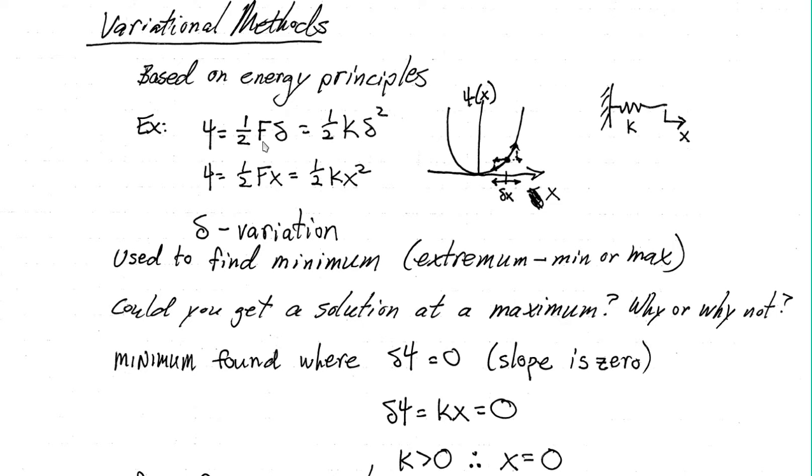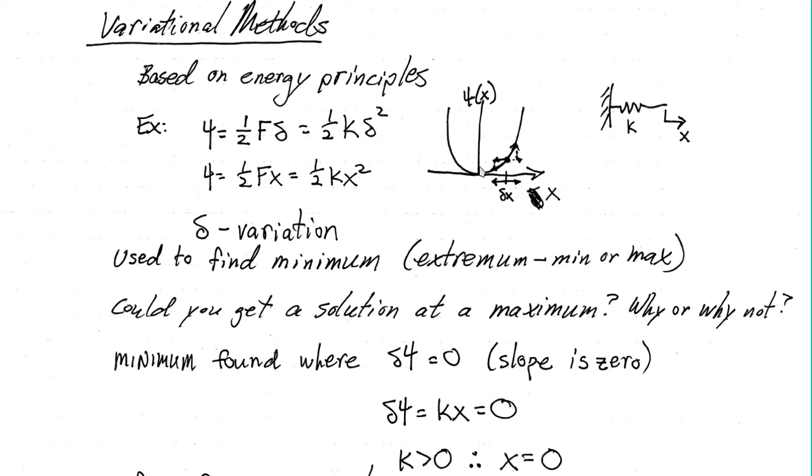Remember, if we substitute in force equals K times delta, you get this. So if I plot that, I have a quadratic, basically saying that my spring always wants to go back to some reference state we're defining as zero displacement. So in variational methods, we basically just vary the displacement. So it's obvious that our solution, our minimum energy, is here.